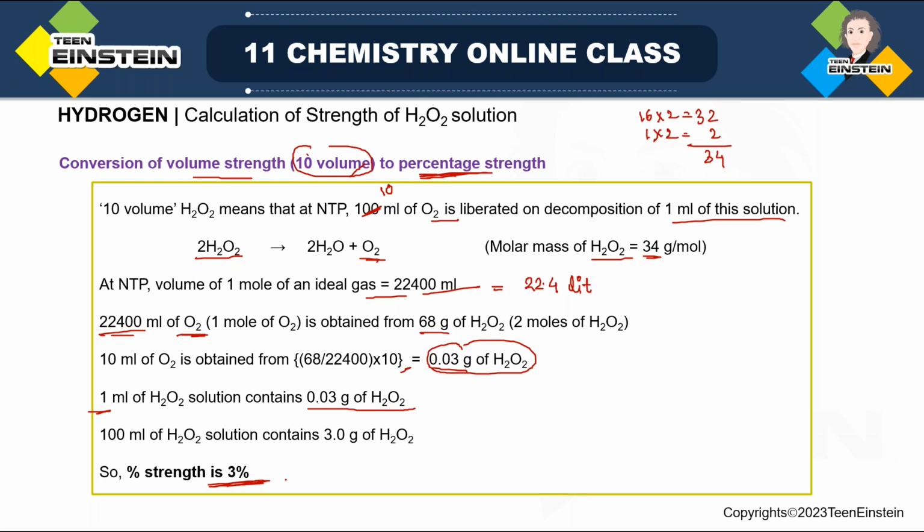Now the reverse way we will see in the next class. When 3% is given as the percentage strength, how you can convert it to volume. So the reverse calculation we will also see.